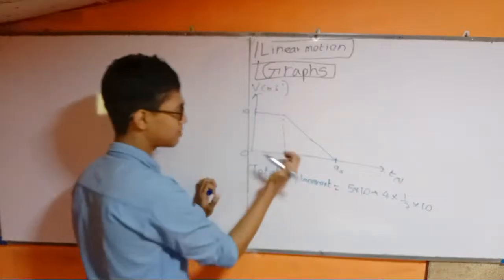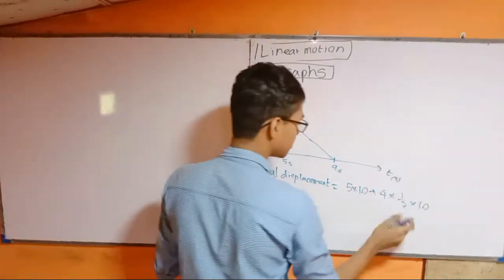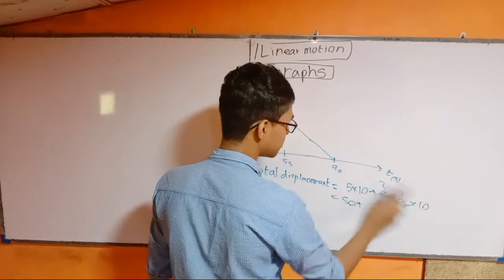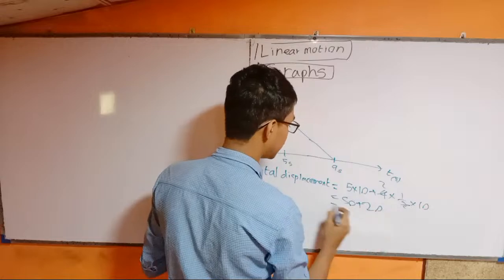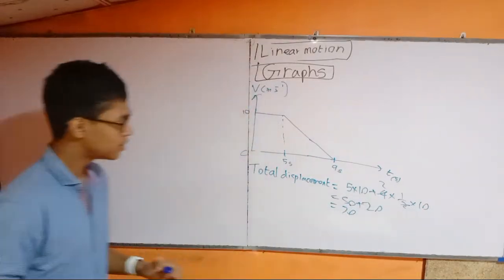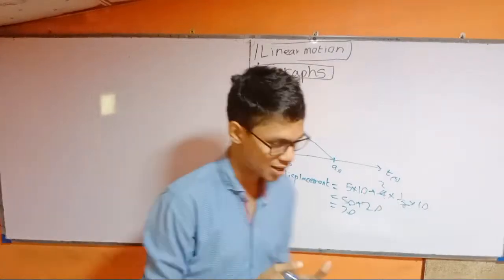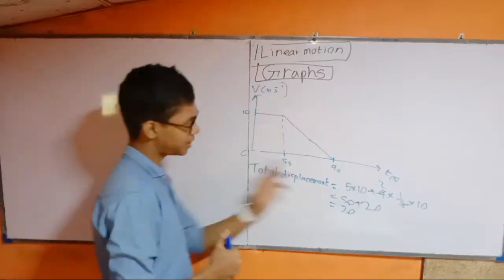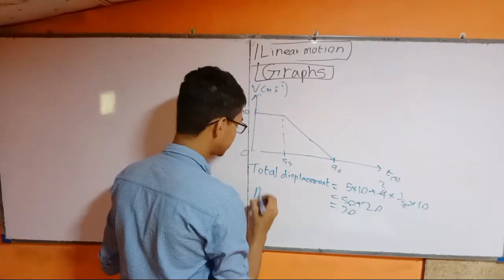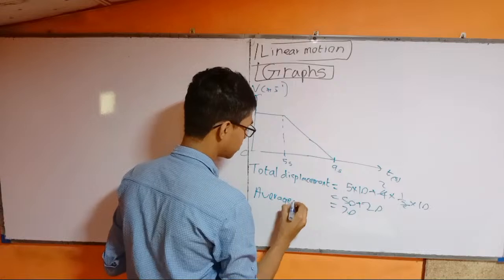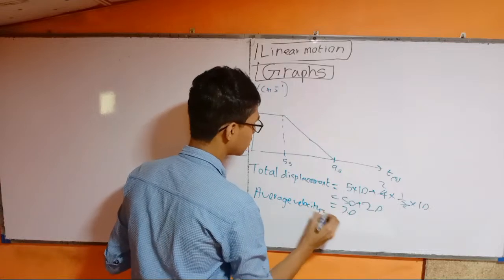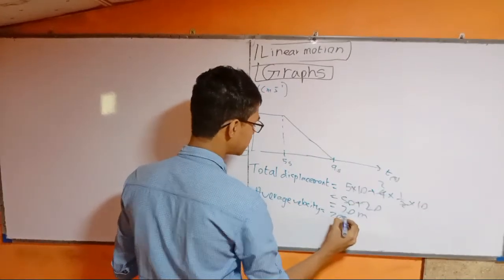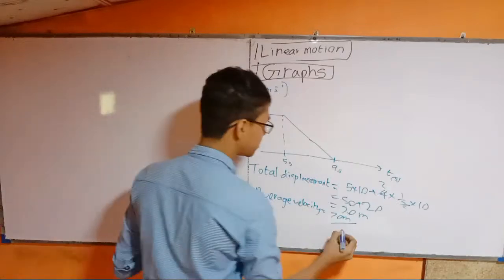So total displacement, all of this is total displacement. So 2 into 2 then 50 plus how much? 20. That is 70. Now we should find the average velocity. What is the average velocity? Total displacement divided by total time. What's the total time? 9 seconds. Therefore average velocity is 70 meters divided by 9 seconds.